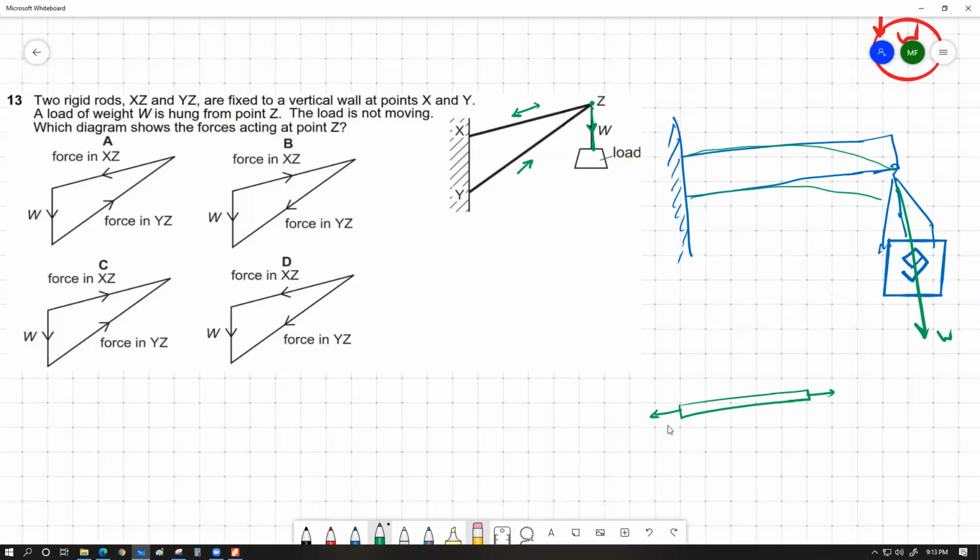Whenever we exert a force in the outer direction on the object, by the property of elasticity, the object's reaction would be to pull inward. ঠিক না? Yes, sir. So because xz is within a state of tension, the force exerted on point z by the xz rod would be in this direction. So xz was about to be pulled, so xz will try to pull inwards.